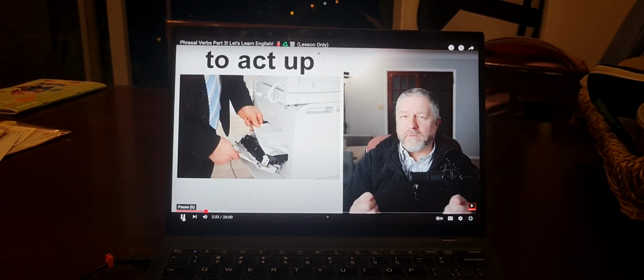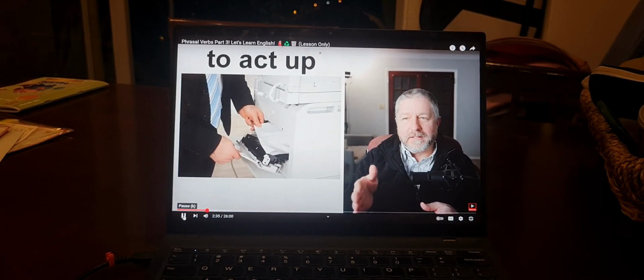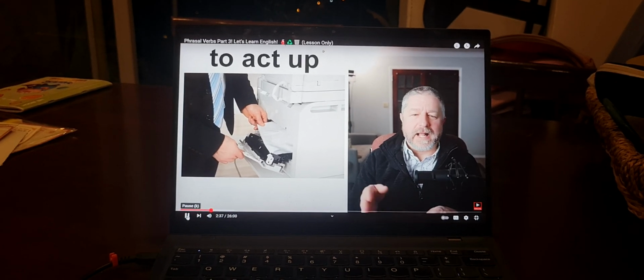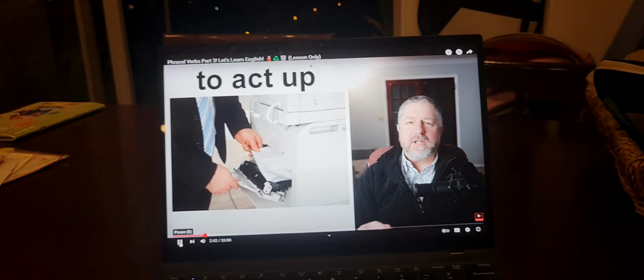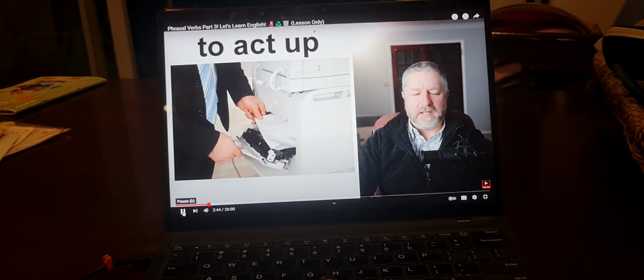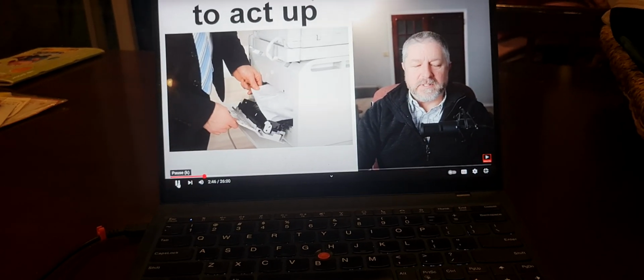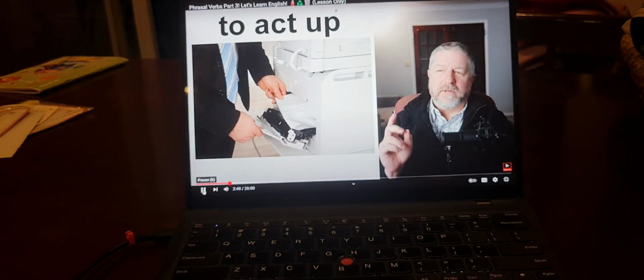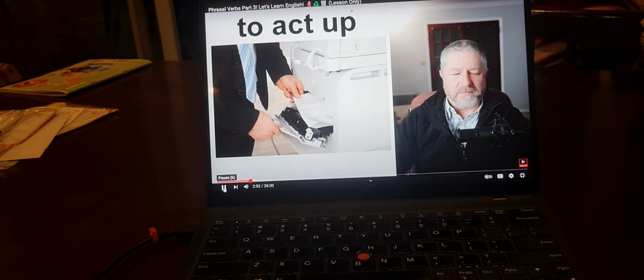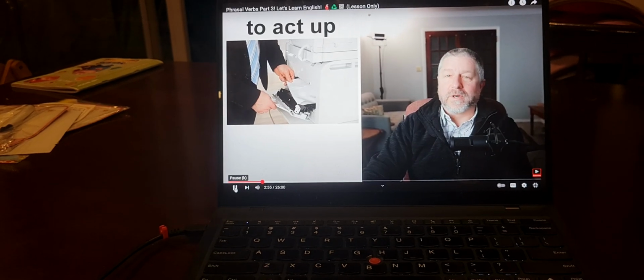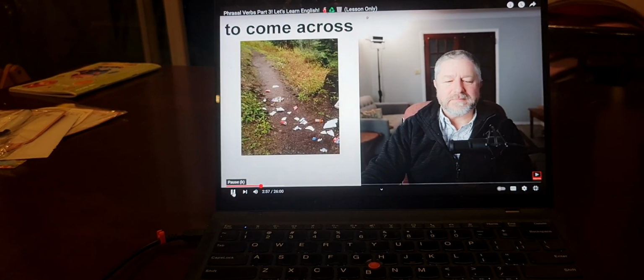Maybe the engine won't run. There will be a weird shake, and it starts to act up a bit. So when a machine doesn't work properly, we often say it is acting up. Or we say, if you're going to use the photocopier, be careful because it might act up on you. It might not work properly.